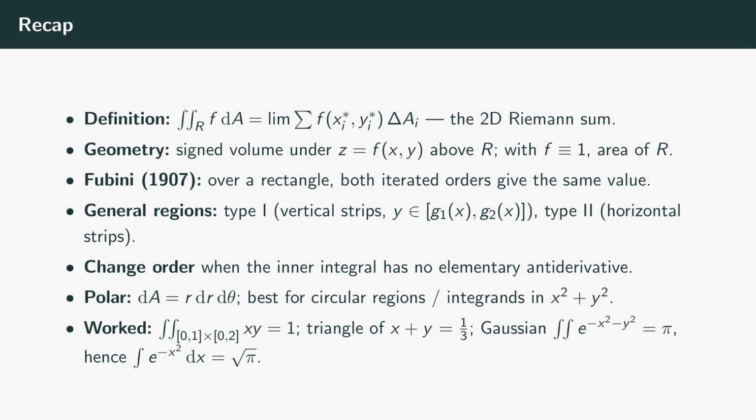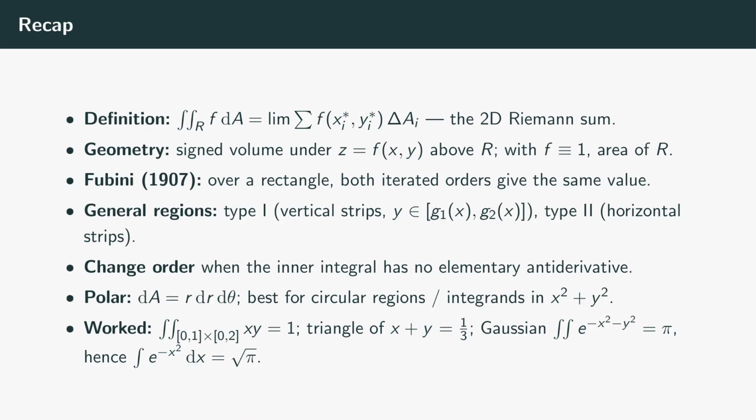Polar coordinates with the area element dA equals r dr d theta are indispensable for circular regions and integrands involving x squared plus y squared. We worked 3 examples. xy over a rectangle gives 1, x plus y over a triangle gives 1/3, and the classical Gaussian, the double integral over the whole plane of e to the negative x squared minus y squared dA equals pi, which yields the celebrated integral from negative infinity to infinity of e to the negative x squared dx equals the square root of pi.